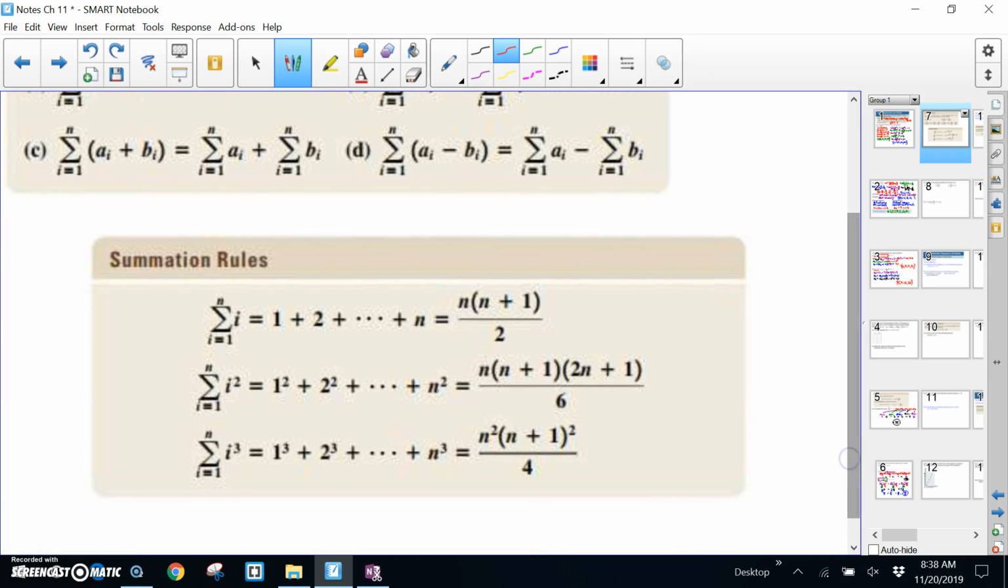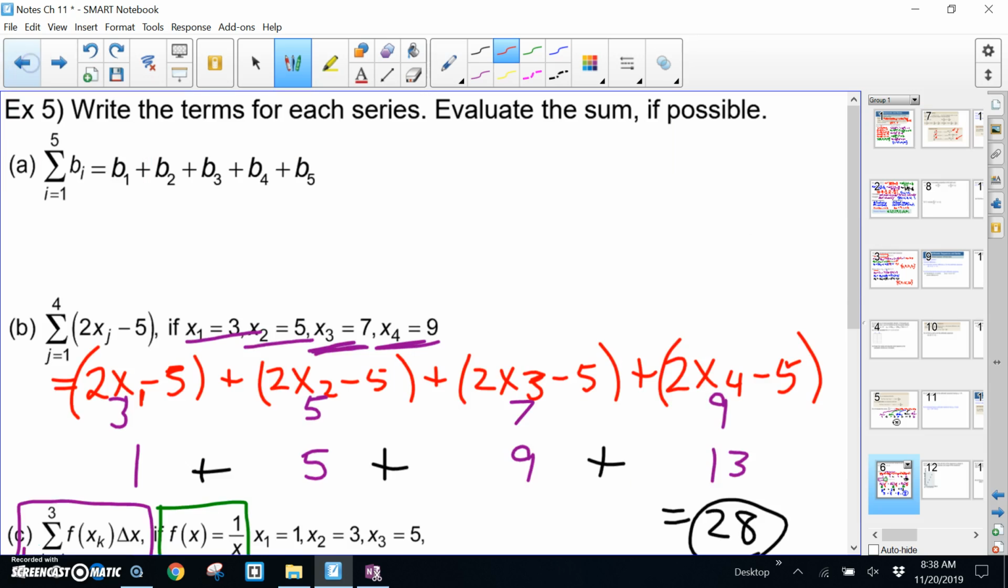And down here, these are really useful: your variable, variable squared, variable cubed. Look for those because you can do a substitution and use one of these shortcuts. All right.